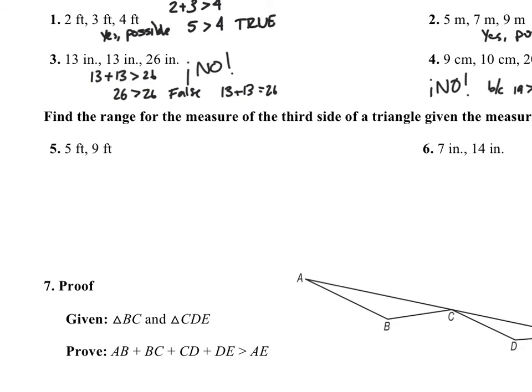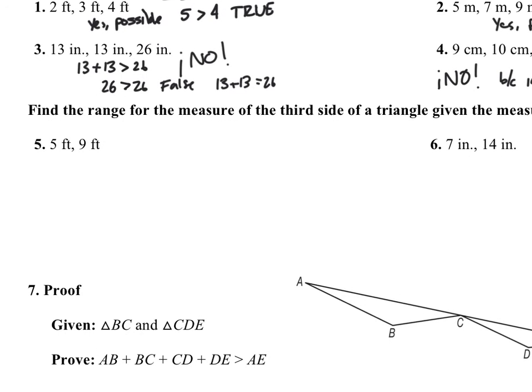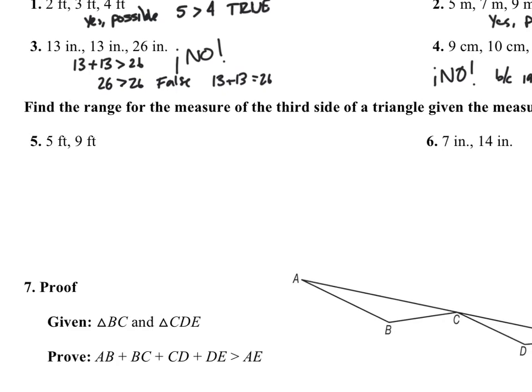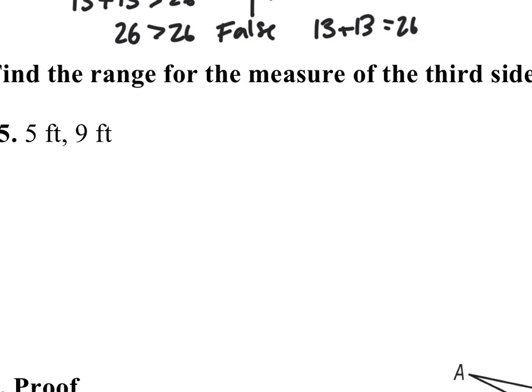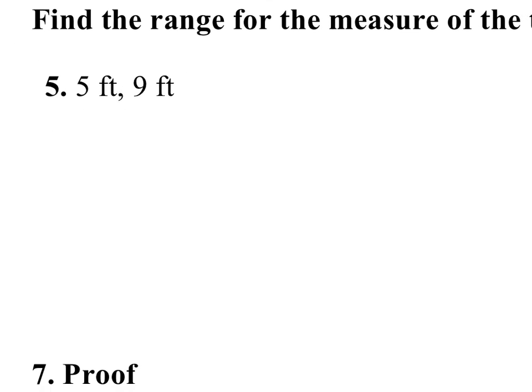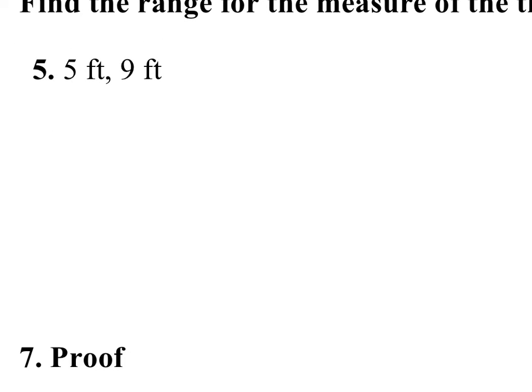Let's take a look at numbers 5 and 6, and this one's kind of tricky. It says, find the range for the measure of the third side of a triangle given the measures of the two sides. The first thing I want to do here is I have lengths of 5 and 9, and we need to figure out what would be the length of a possible third side that would give us a triangle.